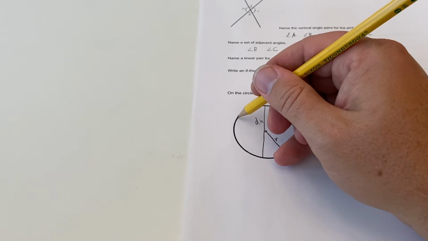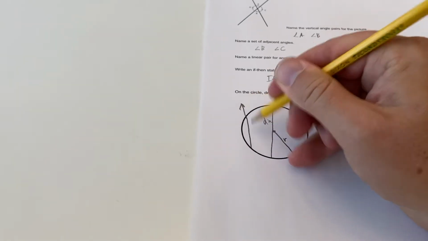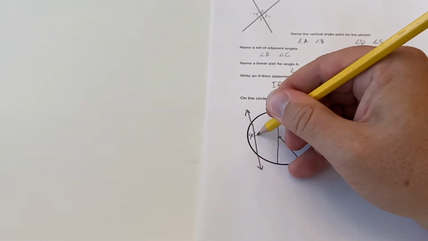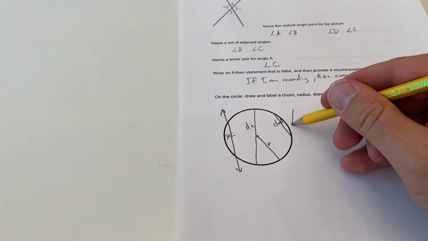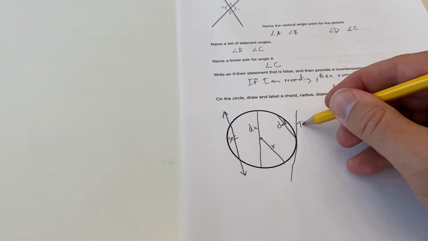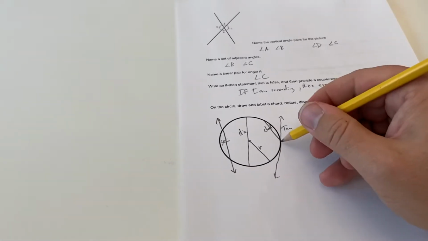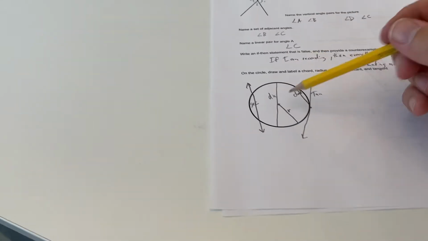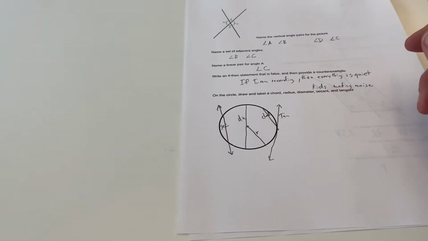A secant. Now a secant is like a chord, except that it extends as a line outside of the circle. So this is my secant. And then I have a tangent. A tangent will intersect the circle at a single point, which is the point of tangency. And if it just so happens that I have a diameter or radius that goes there, it will do so at a 90-degree angle.